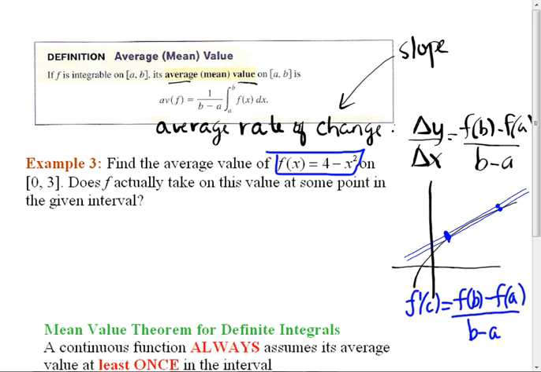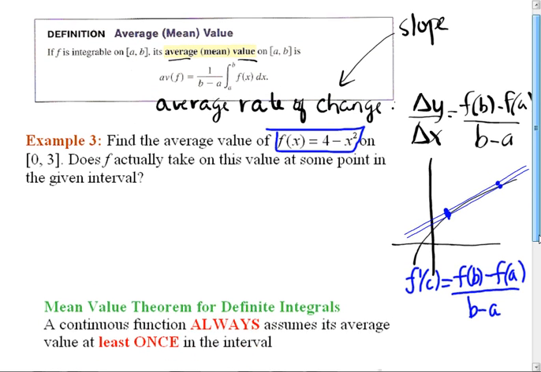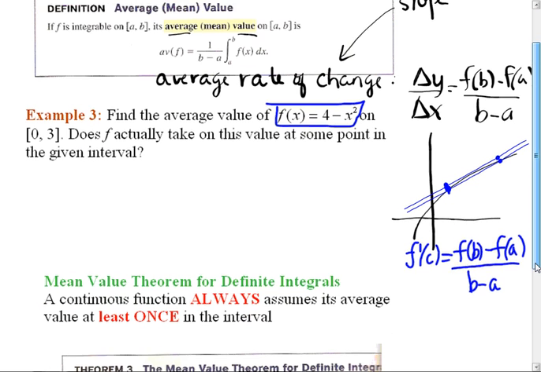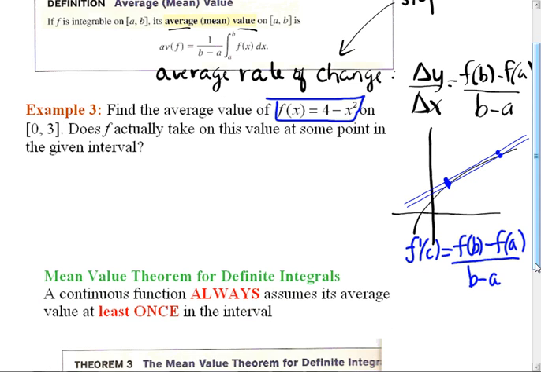So what do you have to do? About the average value, what does it tell you to do? What do you do first? Integrate. Find the integral of 4 minus x squared. That's the height of my little rectangles. This is the base from where to where?